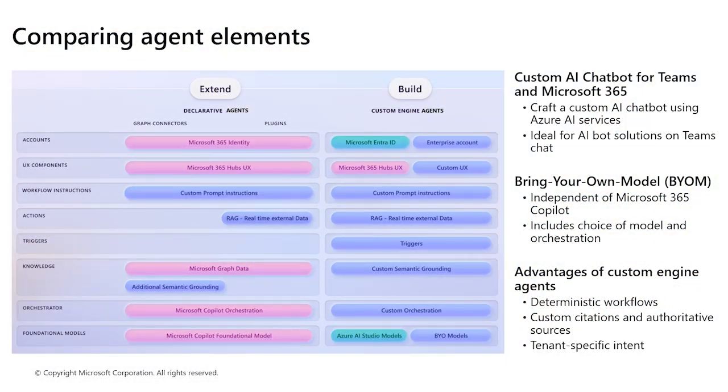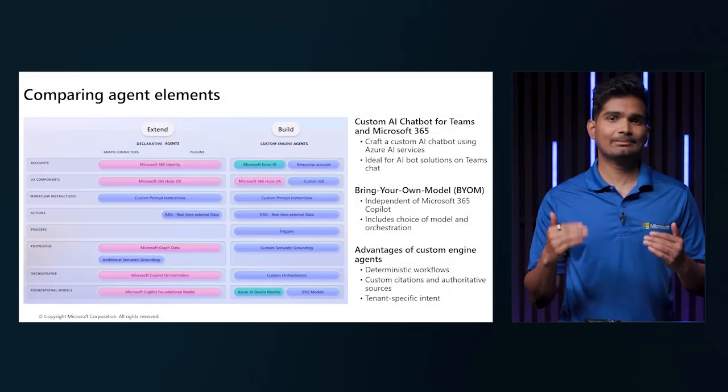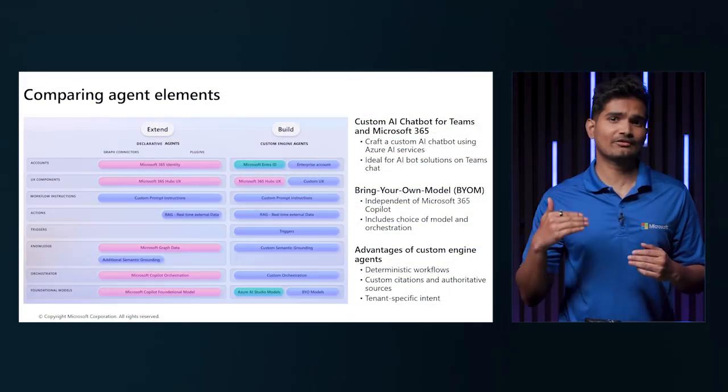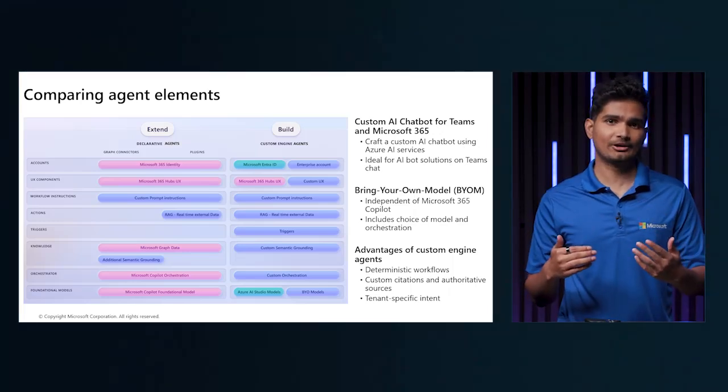With Azure AI services, you can craft a custom AI chatbot for Teams and Microsoft 365 applications. If you're seeking a custom bot solution on Teams Chat, then building your own agents is the perfect approach for you. Custom engine agents are based on a bring-your-own model premise. With custom engine agents, your agent is entirely independent of Microsoft 365 Copilot, including the LLM and orchestrator.